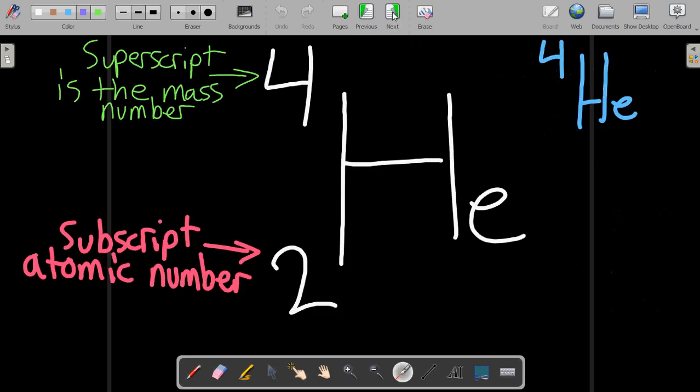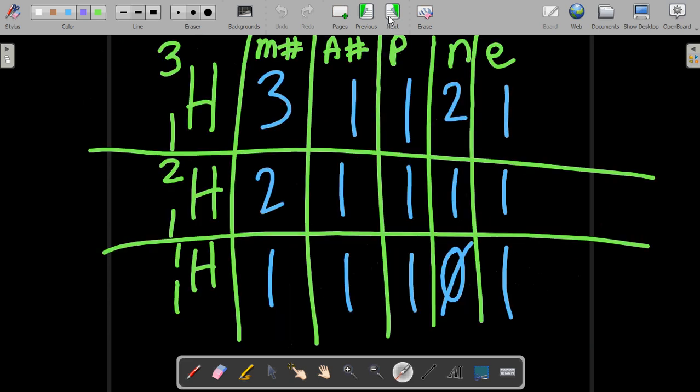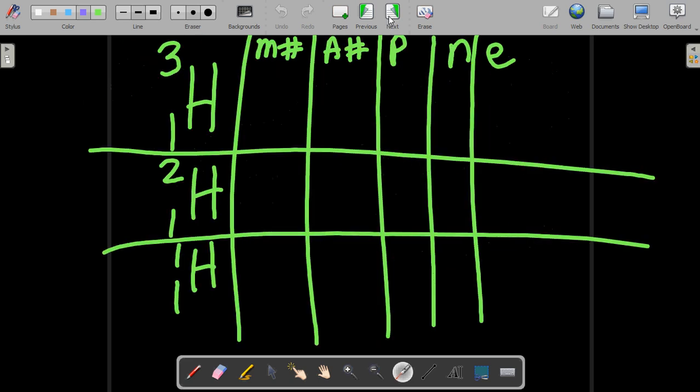All right, and we talked about that. So again, protons plus neutrons equals 4 for this isotope, so that's the mass number. The protons equal 2, so that is the atomic number. Anytime we take the mass and subtract the atomic number, that gives us the number of neutrons. And I think that's just about it.